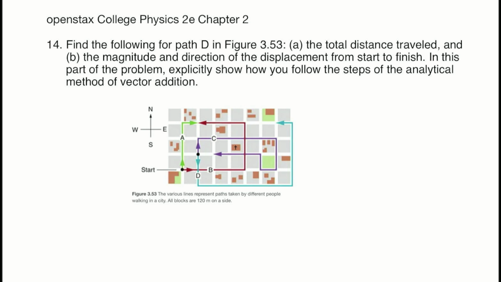All right, so path D, let's see, I can highlight it. So first we're going down 2 blocks, then we are going over 6 blocks, then we are going up 4 blocks, and then we're going over 1 block.